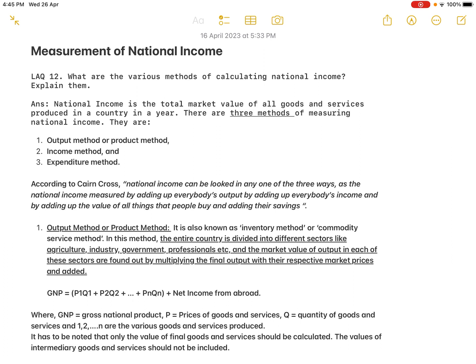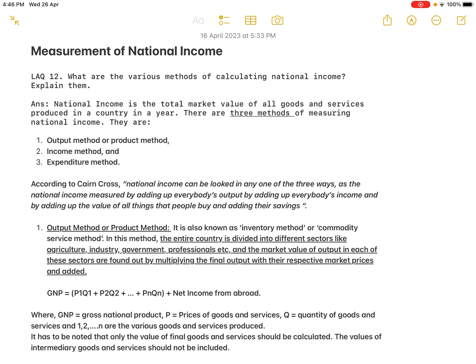Okay, so there are three methods of measuring the national income. The first one is called the output method or product method. The second method is the income method, and the third one is the expenditure method. See, each and every one of these methods has certain advantages.